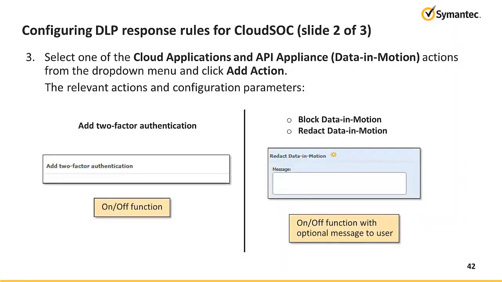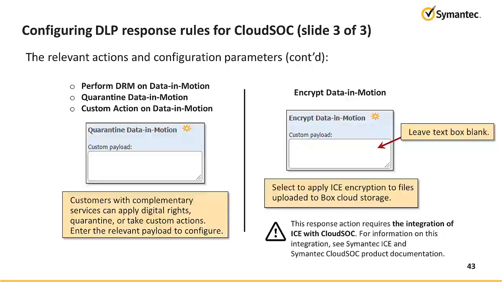Next, select the actions you want to apply to cloud applications and API appliance data in motion. Most of these options are either on or off. However, if you are using a custom action or have a quarantine service, there is also a custom payload to include in the configuration of the rule.